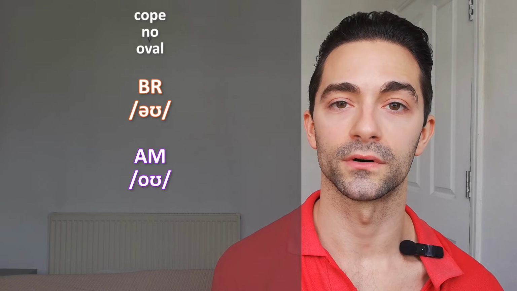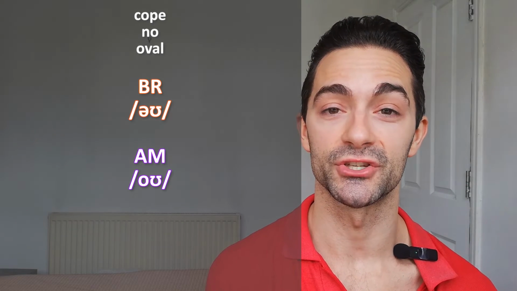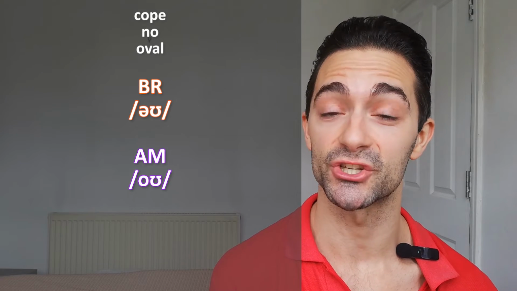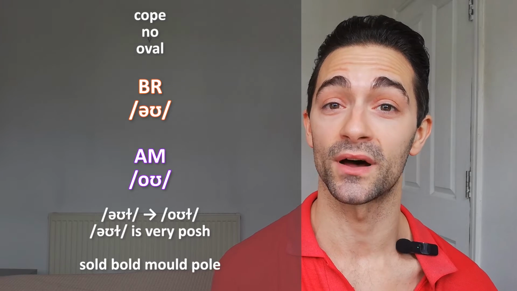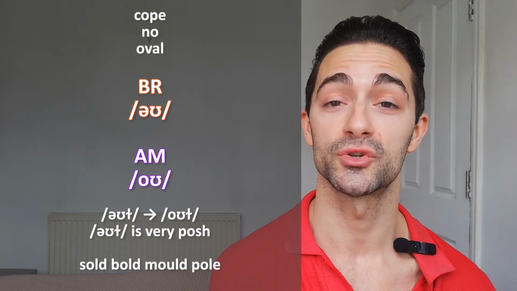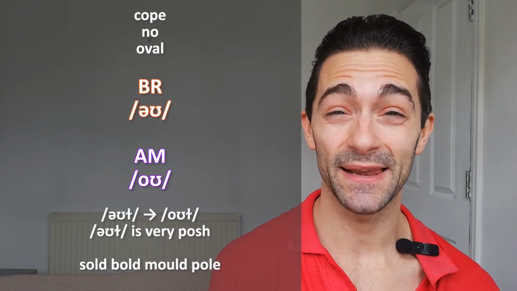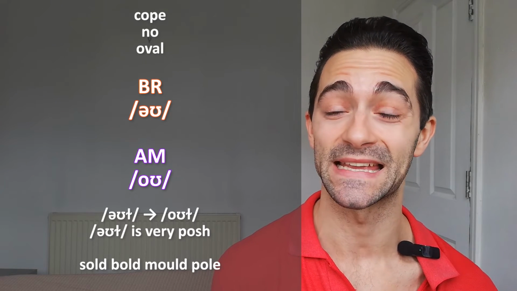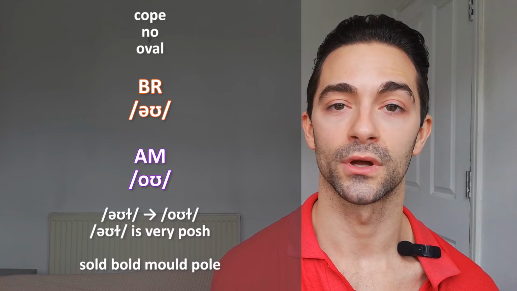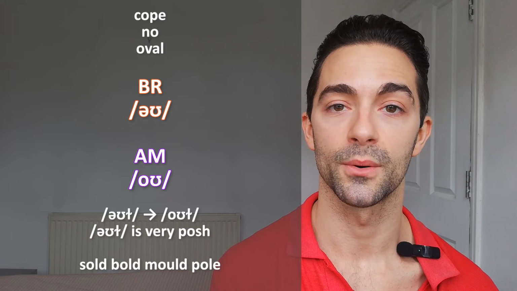So from British to American, we have cope, no, oval. But when we have the combination O plus a dark L, even in British, we go American, because otherwise this combination would be extremely demanding on our mouth to produce. It's extremely posh and almost non-existent to say sold. We say sold, bold, mold, pole.